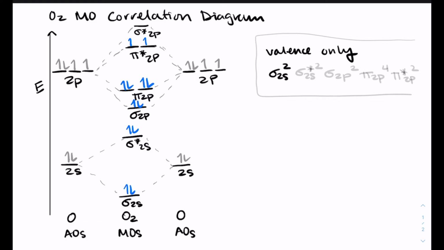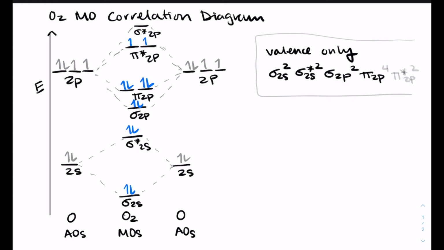So my lowest energy orbital is the sigma 2s, so I'm going to list that. It has 2 electrons in it, so I'm going to do a superscript 2. Then we get to sigma star 2s, which has 2 electrons in it. Sigma 2p is next, and it has 2 electrons. Then pi 2p, it has a total of 4.